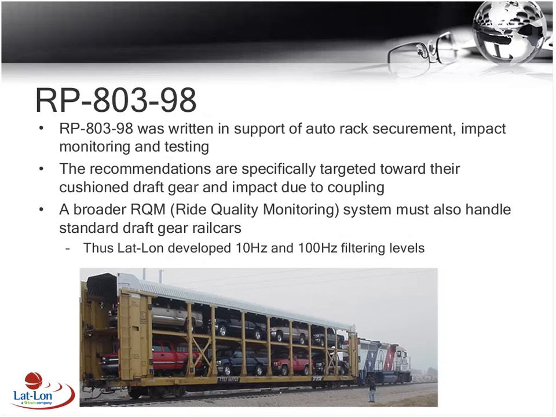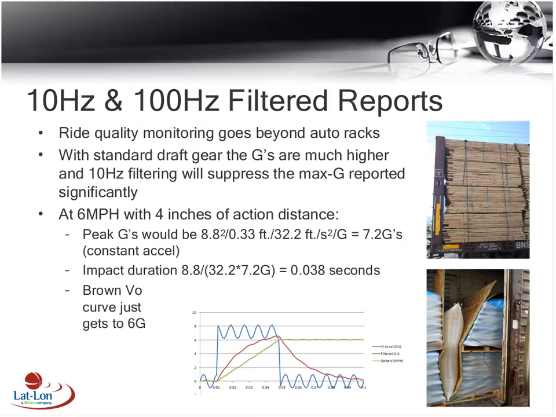Now, we found that there are people who want to see what the environment is like without cushioned draft gear, which means the impacts take much less time and the Gs are much higher. So what Lat-Lon offers with the STU solar tracking unit with impact is two different filtering rates. So we have 10 hertz and 100 hertz. We actually sample the data at 500 hertz, but we have different options for you. You can actually change whether it's 10 hertz or some other number, but we provide 10 and 100 as our baseline starting points.